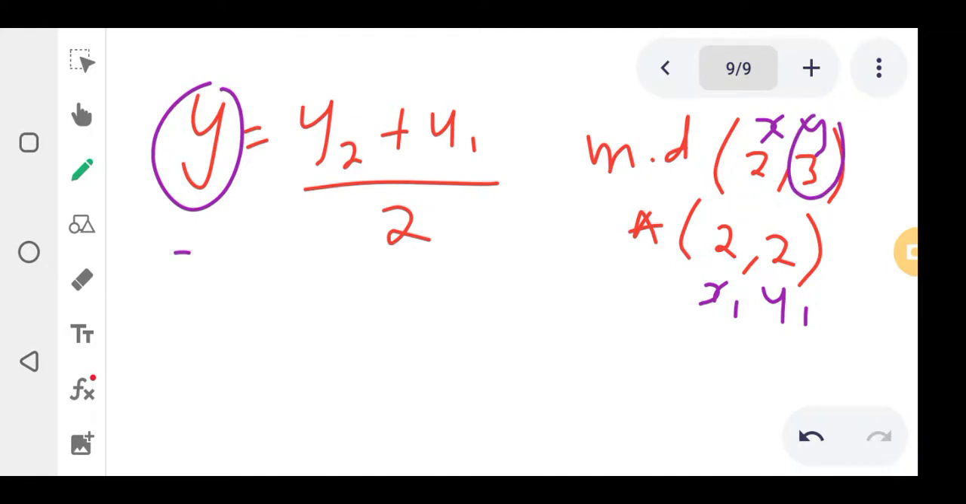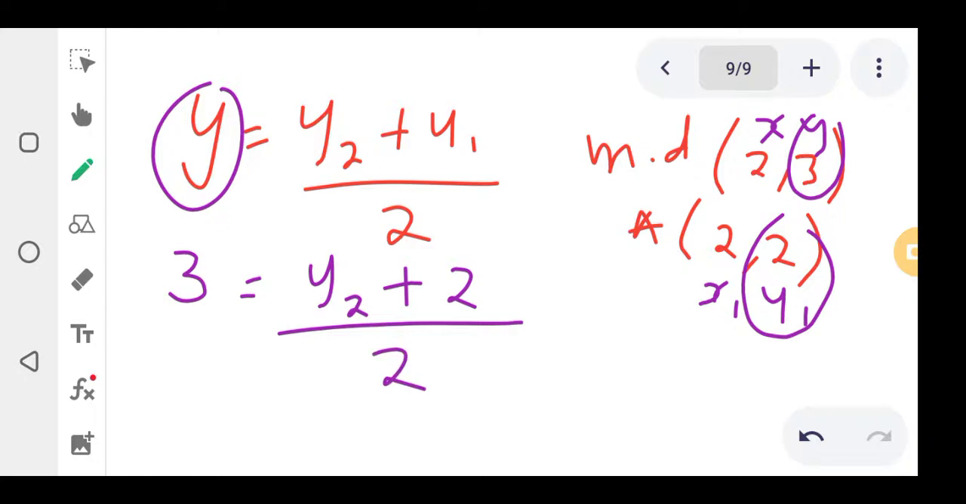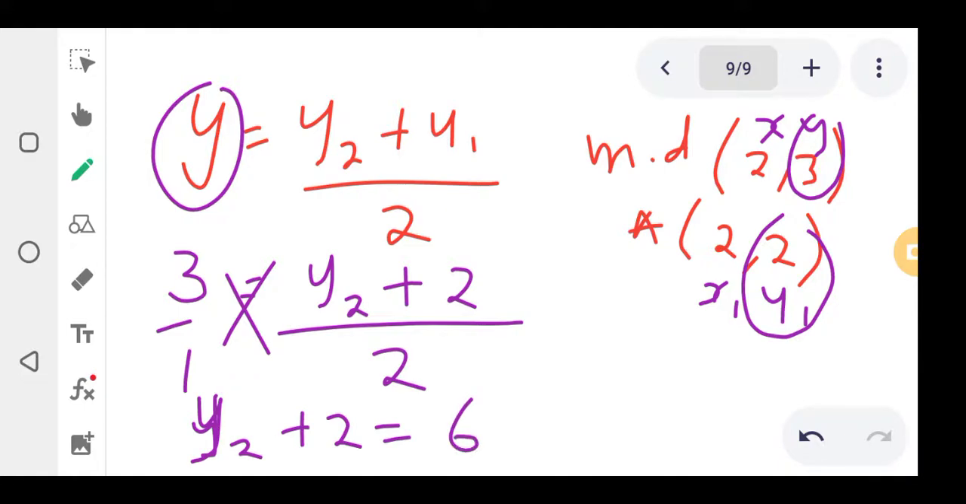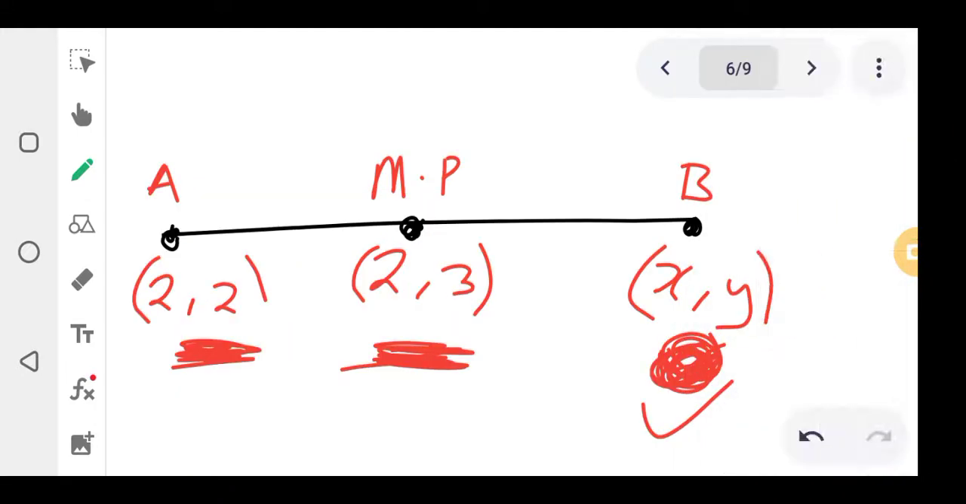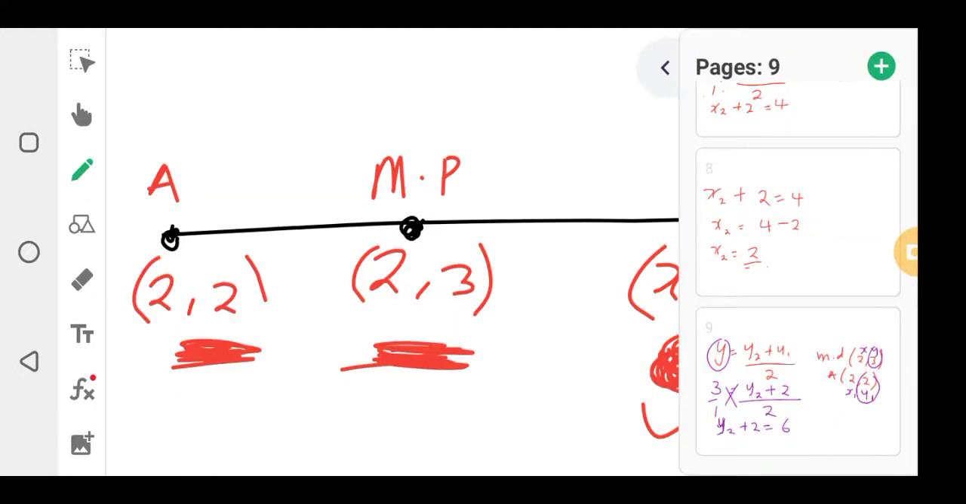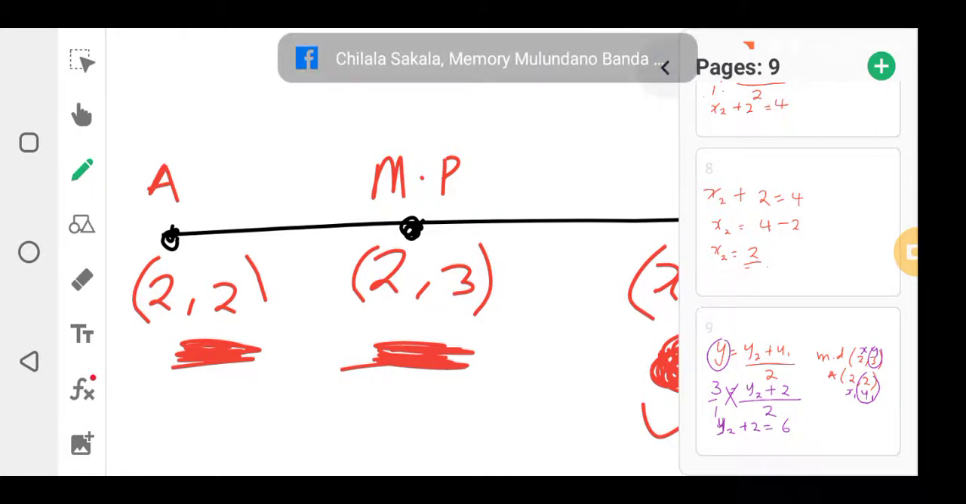So it means where there is y, you put 3 is equal to y2, that's what I'm looking for, plus y1. y1 is 2. You can see it here. So here you put 2 over 2. And then you do a cross multiplying. So we have y2 plus 2 is equal to 3 times 2, which is 6.